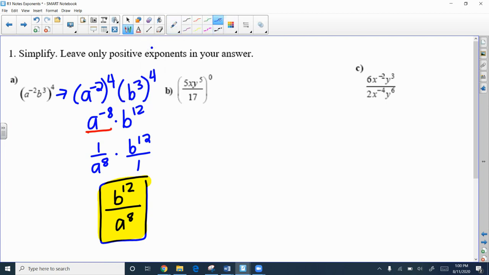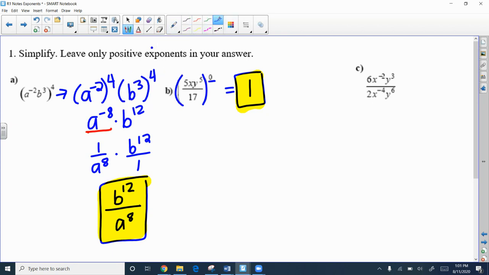Okay, so let's look at example B. We have 5x y to the 5th over 17 to the 0 power. Now we can think of it like we did the previous problem and raise everything in the parentheses to the 0 power, including the number. So 5 to the 0 power, x to the 0, y to the 5th to the 0, and 17 to the 0. But we don't even need to do that. This whole thing is to the 0 power. And so we know any base to the 0 power is just equal to 1. So that one only required us to use the 4th rule, where x to the 0 power is 1.